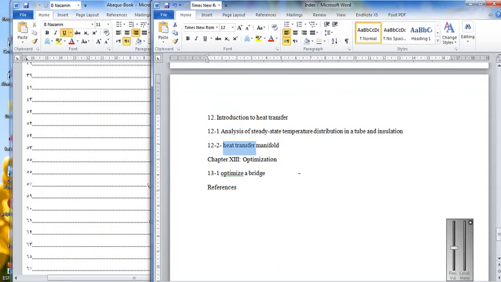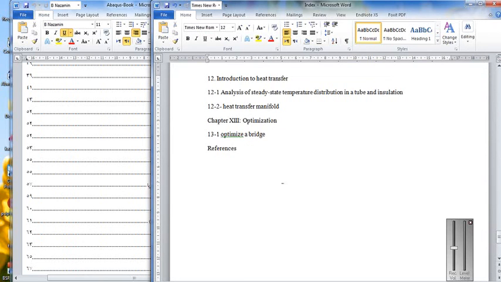And chapter 13, optimization. In this chapter, review the optimization in Abaqus and optimize a bridge, and the reference. The authors of the book are Engineer Peyman Karampur and Dr. Mujtaba Zulfagari.